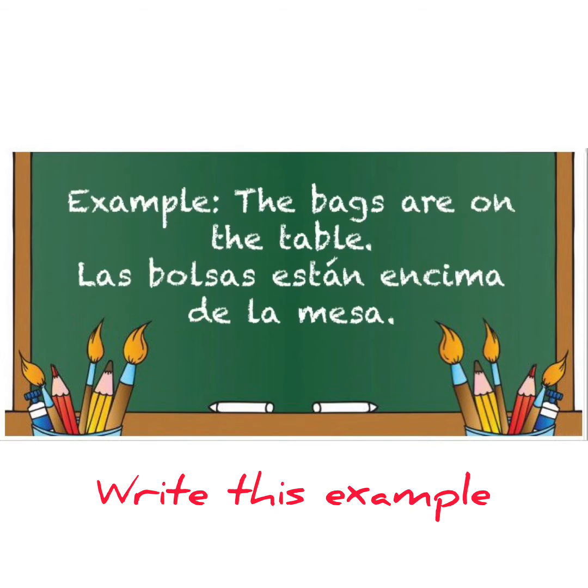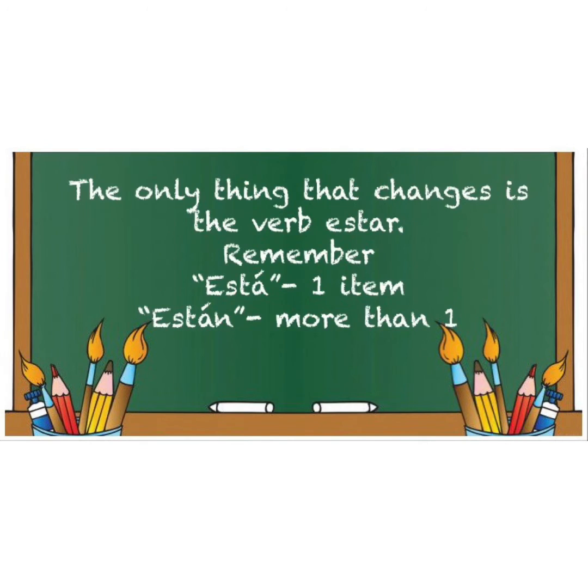So let us look at an example together. We want to say the bags are on the table. So we would start off with the items, which would be the bags. In Spanish, las bolsas. Then we put están, then we put the preposition encima, then the other object would be la mesa. The only thing that we're changing this week is that instead of writing está, we are now writing están, but everything else remains the same as last week.